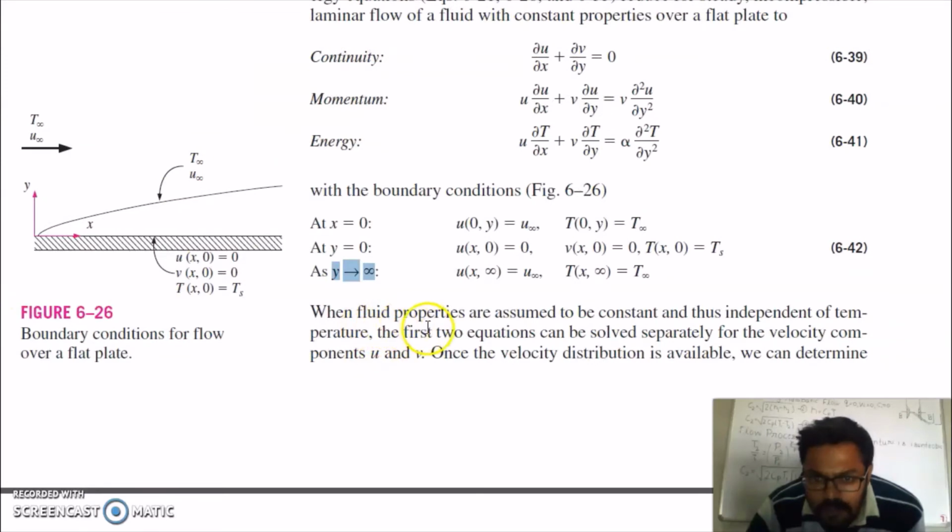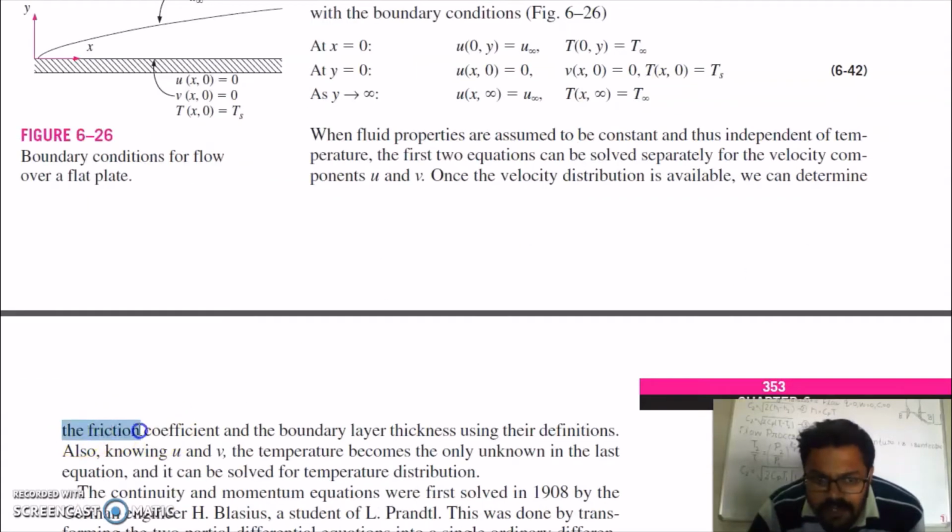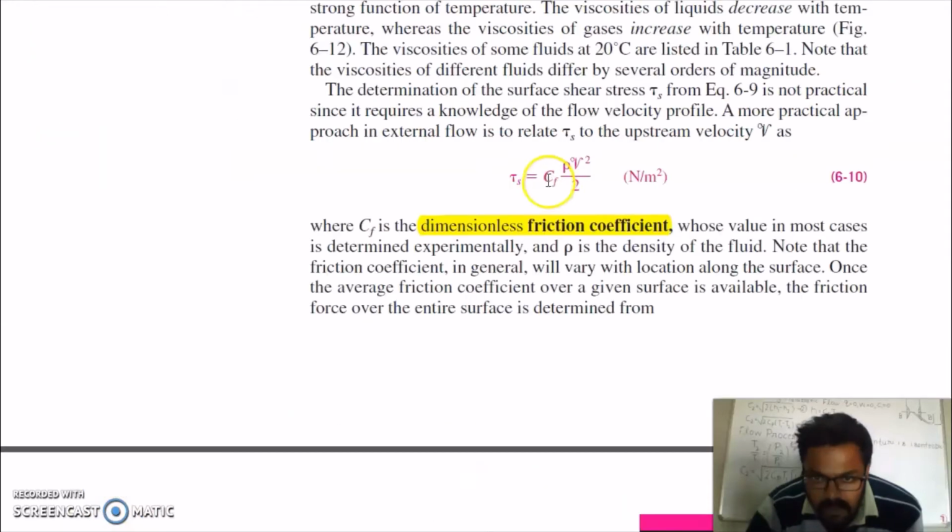Fluid properties are assumed to be constant, and thus you can see in the first equations, continuity and momentum, there is no temperature variation. These are related to u and v only, so we have to solve these two equations separately. Once the velocity distribution is available, we can determine the friction coefficient and the boundary layer thickness. So this is your friction coefficient.